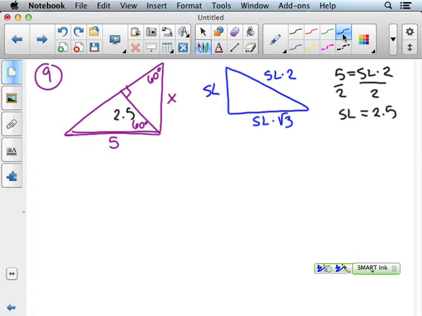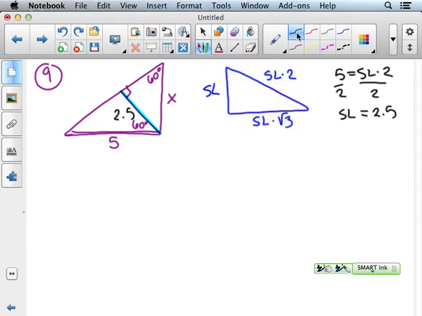So now we've got another 30, 60, 90 triangle. So here's my short leg right here. Actually, this is my long leg, sorry. This is my long leg. And I want to be able to figure out the hypotenuse. So I'm going to set up an equation.